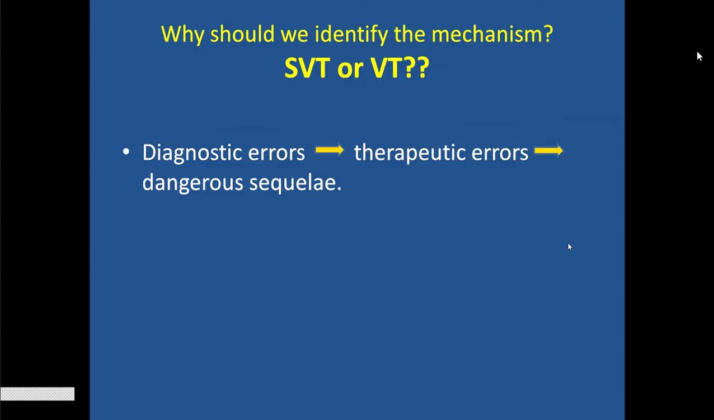Why should we identify the mechanism, whether it is a VT or SVT? It is very important to avoid diagnostic errors, which can lead on to therapeutic errors, and then, as we all know, dangerous sequelae. For example, if you diagnose a VT as SVT and give verapamil or diltiazem or adenosine, we could land up in trouble.